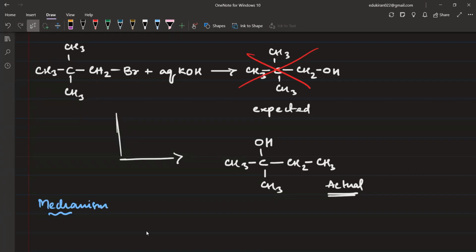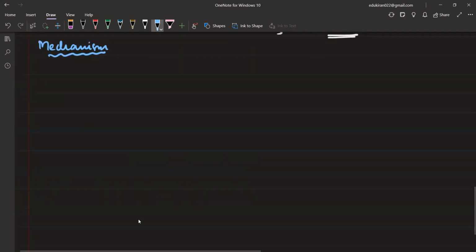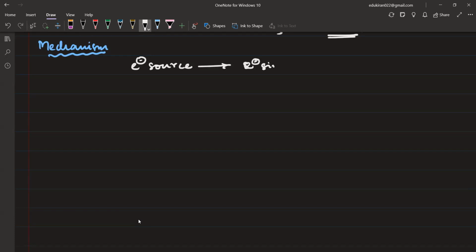Now, whenever I write mechanism, two things should pop up in your head. It is only about the movement of electrons, and it goes from the electron source, that means from the electron rich site, to the electron sink. Electrons move from electron rich spaces to electron poor spaces. That should be the first thing that comes whenever you are writing about a mechanism.